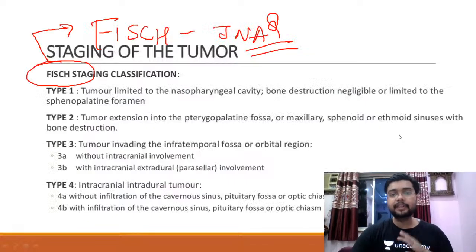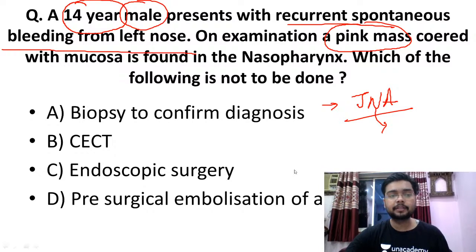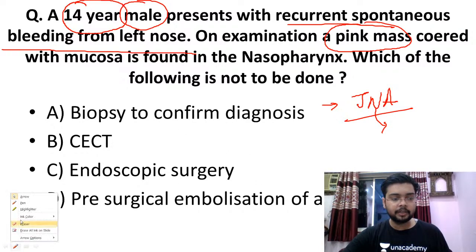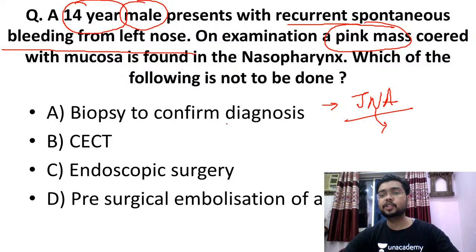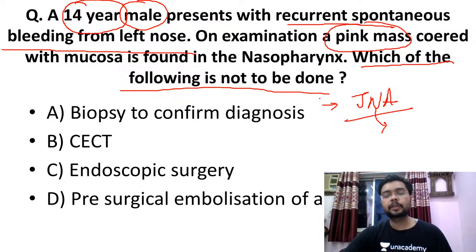So if we revisit our question, let us see whether you are able to answer it now. The diagnosis we had already made is that it is a JNA, or juvenile angiofibroma. The question was, which of the following is not to be done? Now I am reading the options. You need to tell me which of the following is not to be done.